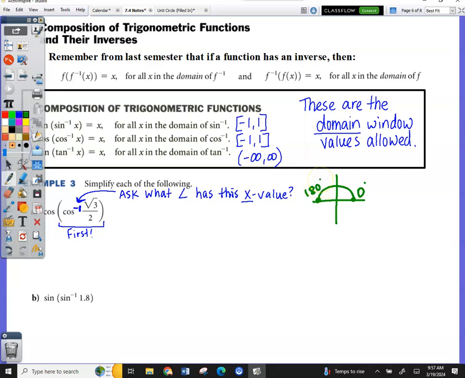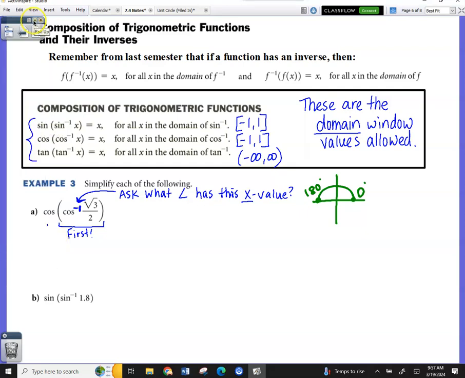All right. So we're going to evaluate this first. I'm going to bring the cosine down. Bringing this one down. All right. Go to your unit circle. What is the angle where cosine is √3/2? It's which one? 30 degrees. I wrote pi/6, but that is the same as 30.